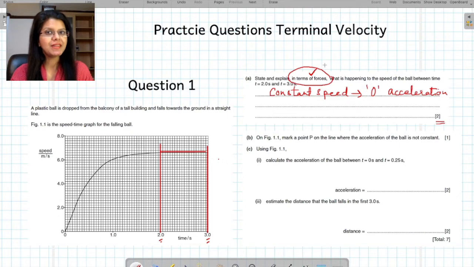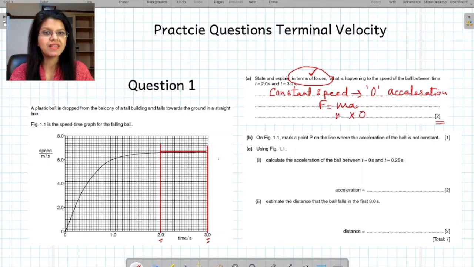So what is happening to the forces? Zero acceleration means no force acting. Constant speed, Newton's first law of motion. What does it state? If an object is moving and the resultant force acting on it is zero, it keeps moving at a constant speed. Right? Or you can also say it from this equation. Force is equal to ma. The acceleration is zero.